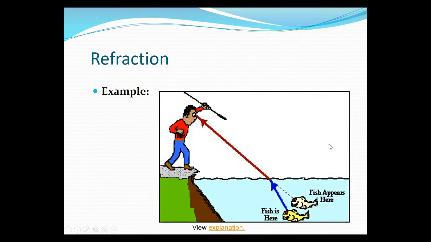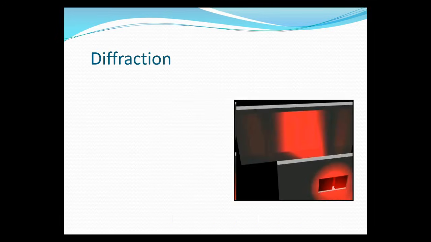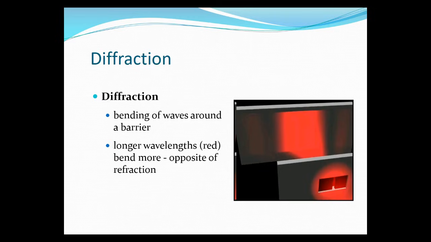Okay. An example of refraction would be whenever you see a fish in the water. The fish is actually here, but it appears over here. This also happens in the pool, like whenever you're jumping in a swimming pool. That's why you don't jump near people, because they're not right where you think they might be. Diffraction is the bending of waves around a barrier. Longer wavelengths, like red, bend more, opposite of refraction. So diffraction and refraction are kind of opposite things.